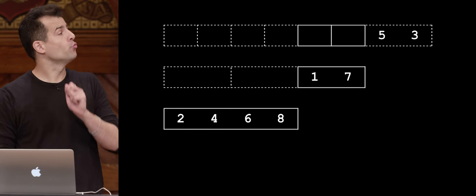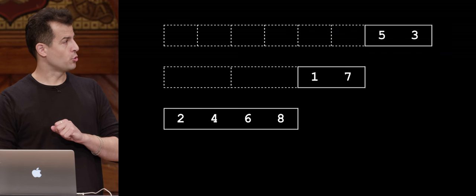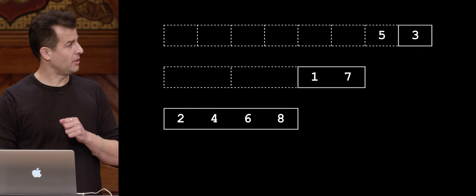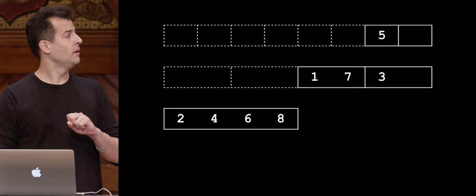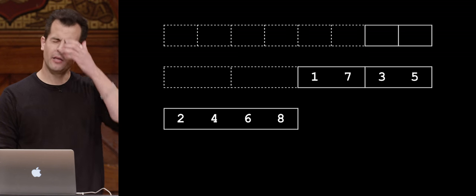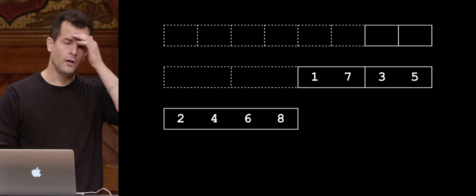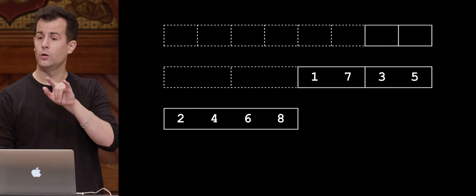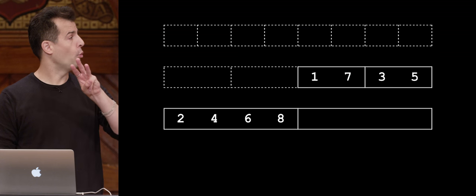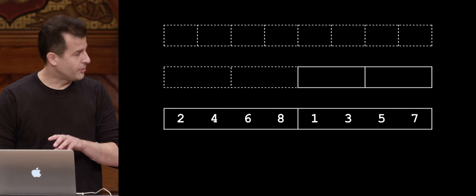OK, now sort the right half of the right half of the original list. OK, sort the left half, done. Right half, done. Merge them together into some extra space, 3, and then 5. Now where am I in the story? Now I have sorted the left half of the original right half and the right half of the original right half. So now I have to merge them together. So 1, 3, 5, 7.